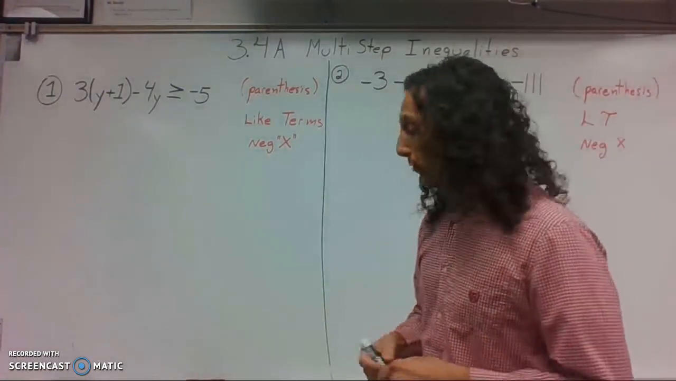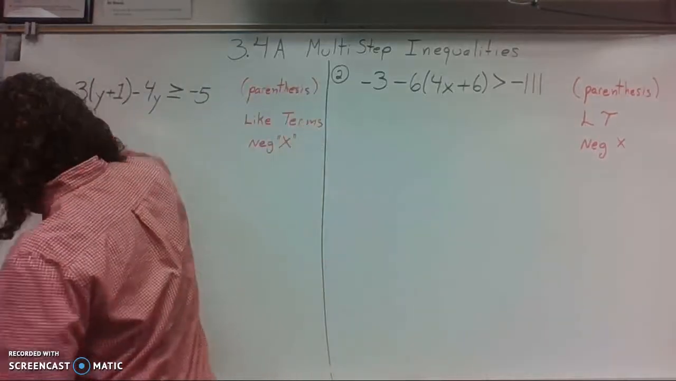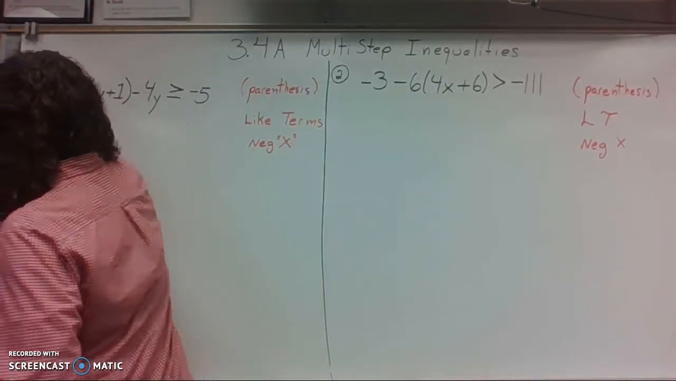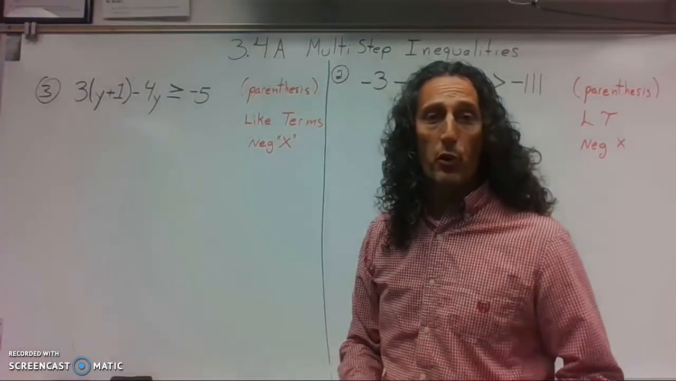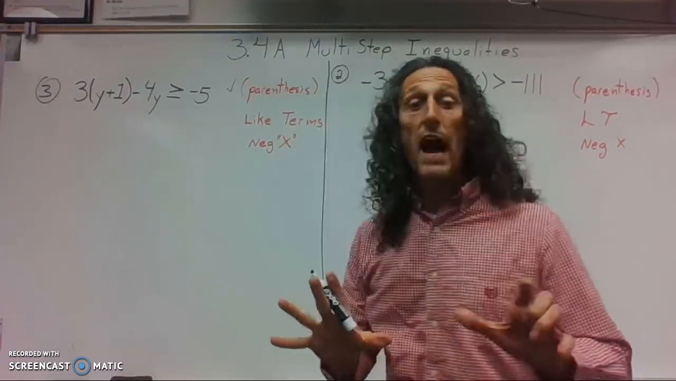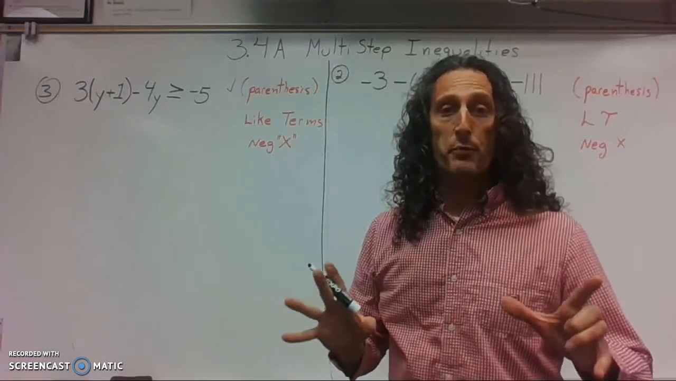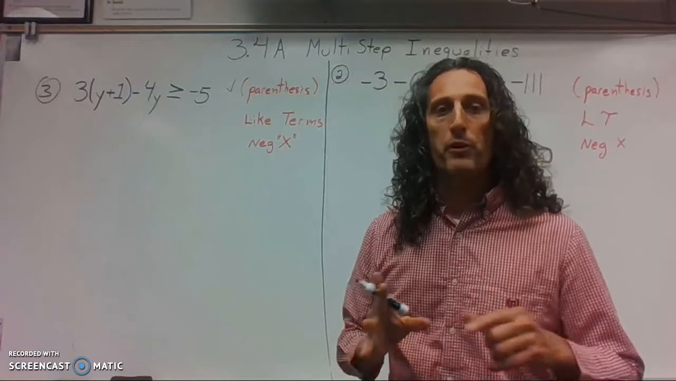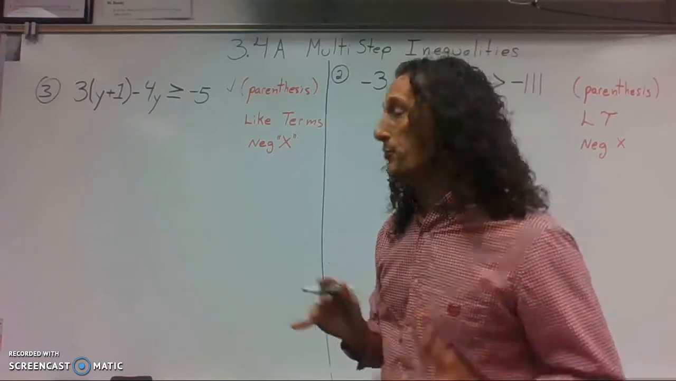Okay, so now we're going to go over example 3. Again, go through your checklist. So, do we have parentheses? Well, this time we do. So, stop right there, and let's get rid of the parentheses. Now, before I do that, I'm going to drop down everything that doesn't have parentheses around it.